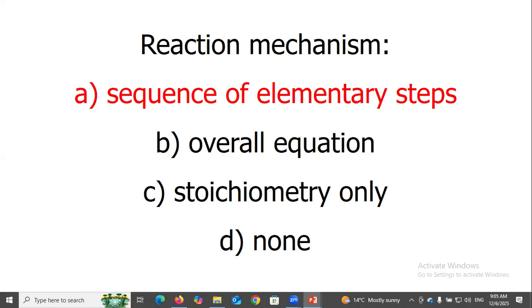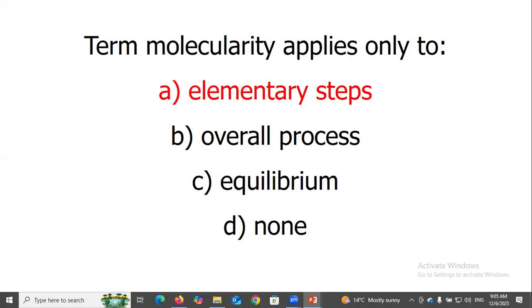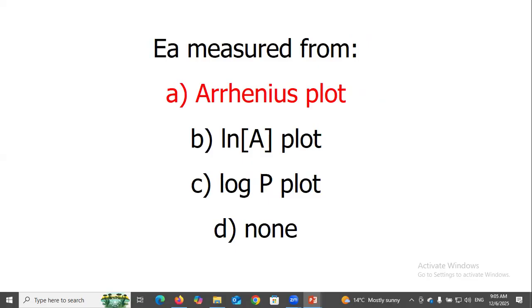Reaction mechanism is a sequence of elementary steps, overall equation, stoichiometry only, none. Correct option A, sequence of elementary steps. Molecularity applies only to elementary steps, overall process, equilibrium, none. Correct option is option A, elementary steps. Activation energy is measured from the Arrhenius plot, ln A plot, log P plot, none. Correct option A, Arrhenius plot.